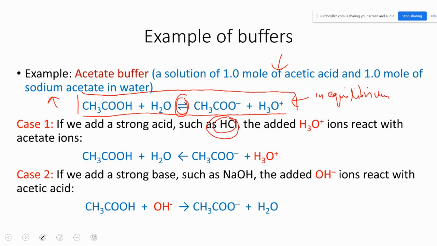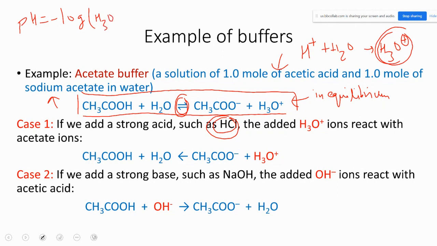All right. Now, whenever you add HCl, what happens is basically if you add acids, you are increasing the concentration of H plus, which then reacts with water, and you are increasing the concentration of H3O plus whenever you are adding acid. Now, the pH goes down when you add acid because you are increasing the concentration of H3O plus. Because remember, pH equals minus log of H3O plus. When the concentration of H3O plus goes up, the pH goes down because it is a negative logarithmic scale. So keep that in mind. When the concentration of H3O plus goes up, pH goes down.